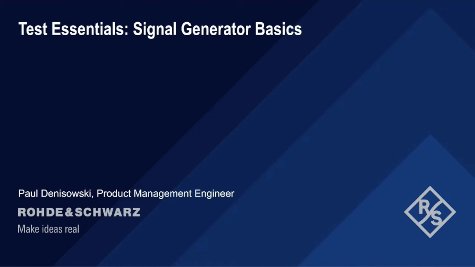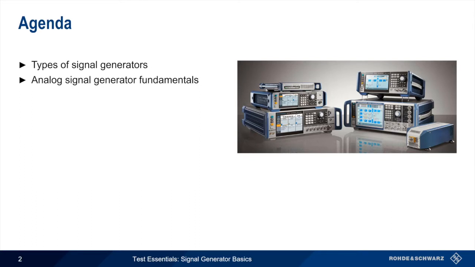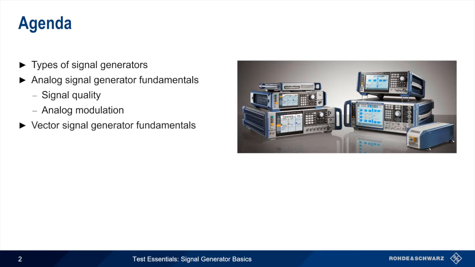Hello, and welcome to this presentation, Test Essentials Signal Generator Basics. In this presentation, we'll cover the two main types of signal generators, beginning with analog signal generators. In the case of analog signal generators, we'll discuss the importance of signal quality, as well as the most common analog modulation types. The second main type of signal generator is vector signal generators.